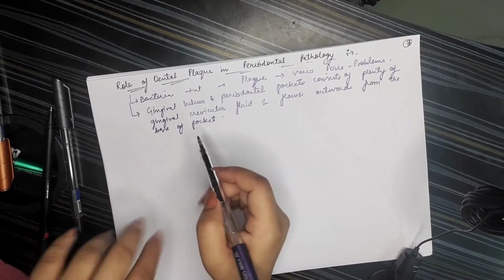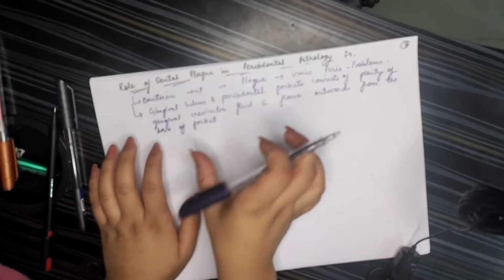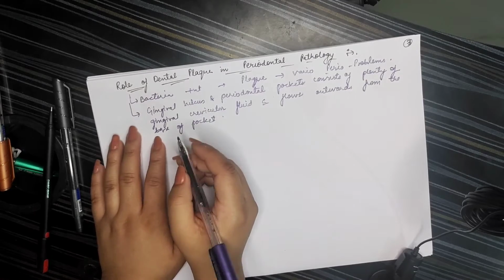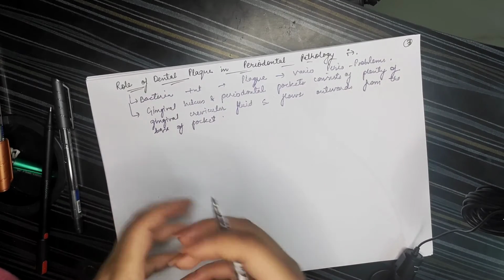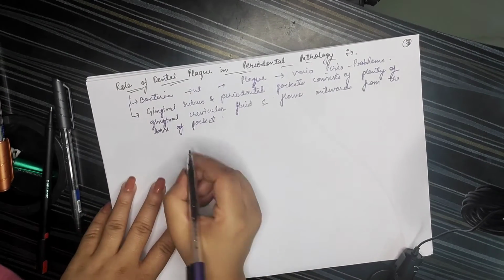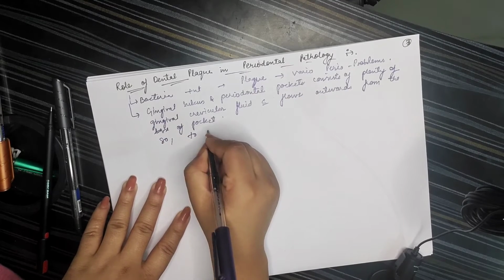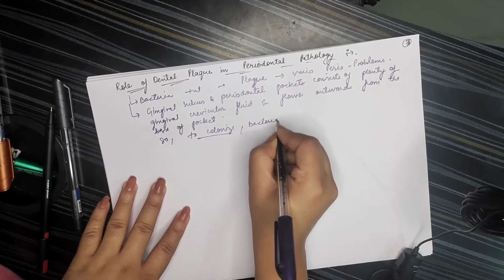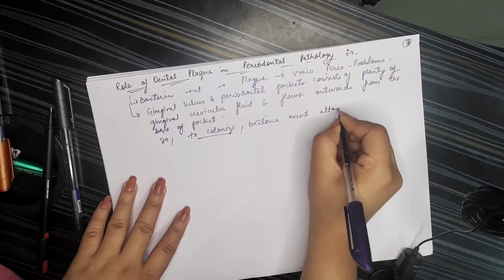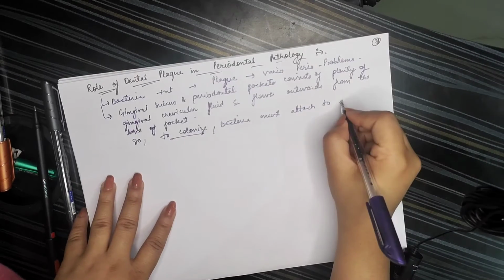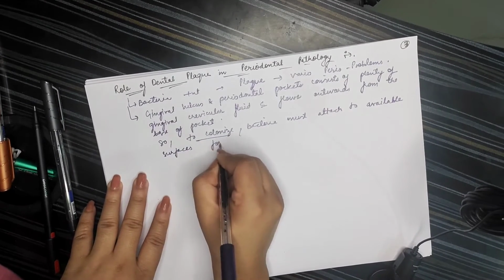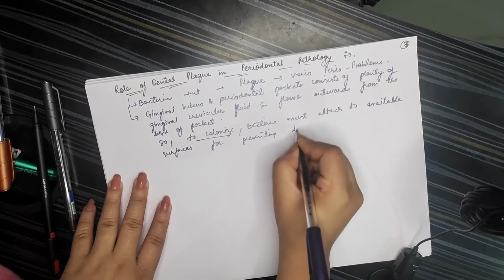So to colonize, bacteria must adhere to the available surfaces for preventing the displacement by fluid flow. Adherence represents a virulence factor. So to colonize, bacteria must attach to available surfaces for preventing the displacement by fluid flow.